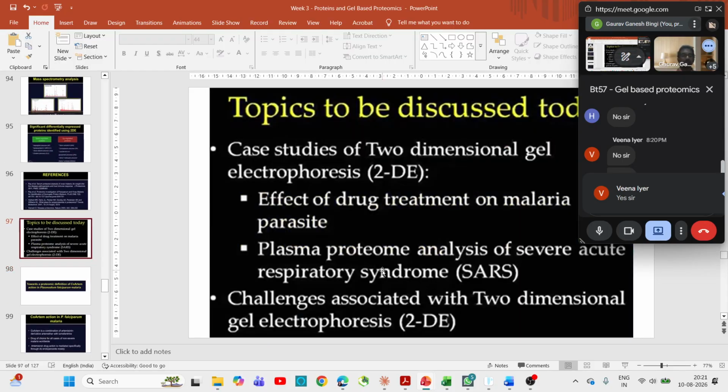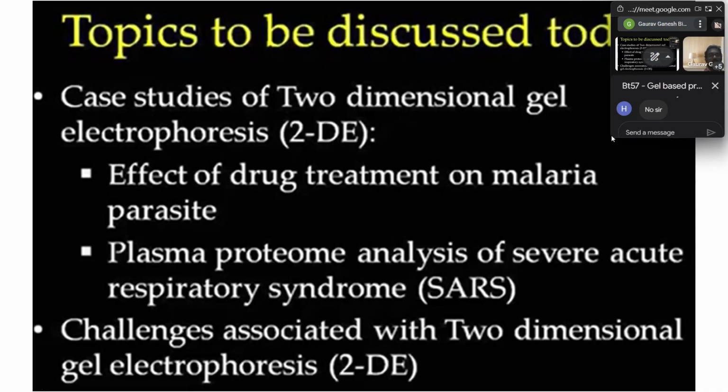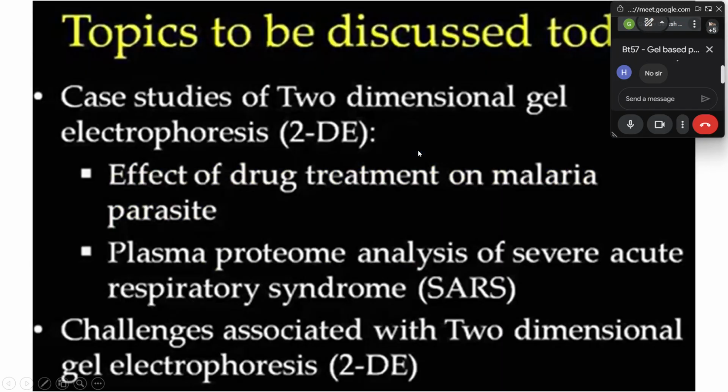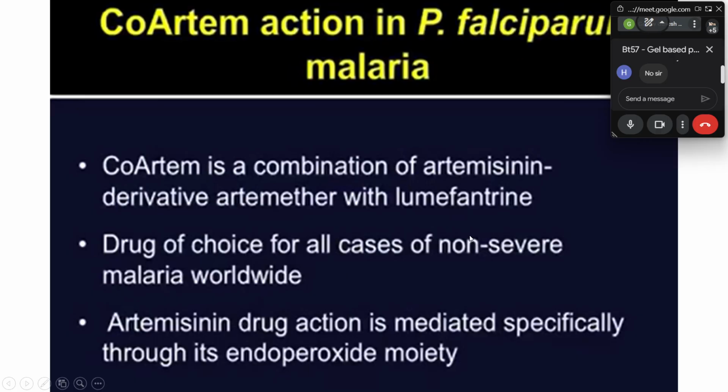So the last lecture is left basically. In this, sir gave a few more applications related to the same two-dimensional electrophoresis. He gave a few case studies where in one of the studies, a specific drug is being given for treatment of Plasmodium falciparum malaria. It's a combination of two drugs, artemether and lumefantrine. This drug of choice is for all cases of non-severe malaria worldwide.